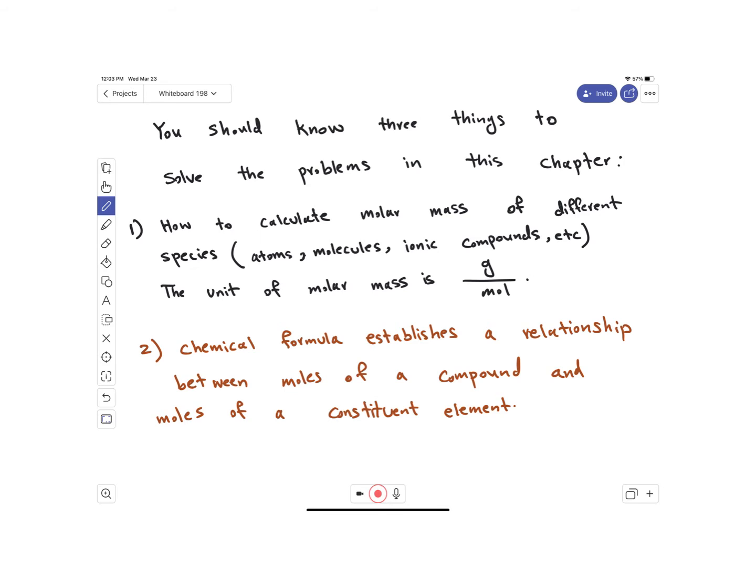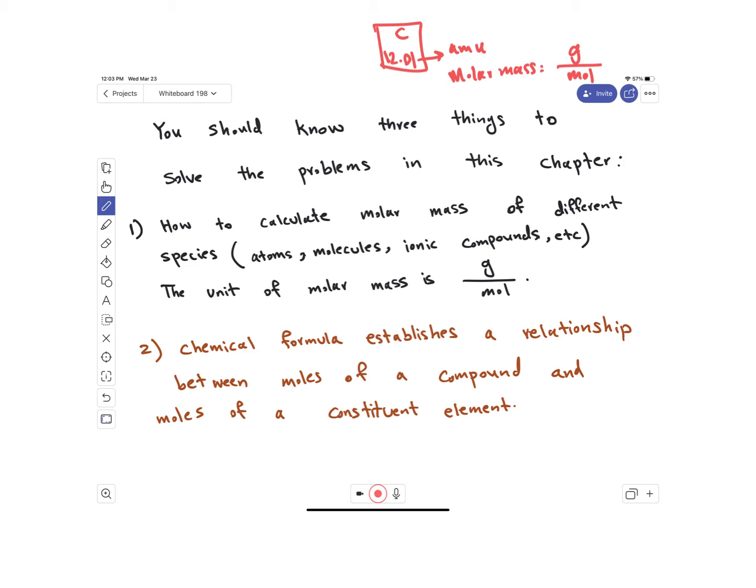And how can I find that? Anyone? On the periodic table. Exactly. We look at the periodic table and the number below each element. For instance, for carbon, this is 12.01, right? So that would be your atomic mass, which has a unit of atomic mass unit, or your molar mass, which in that case has the unit of gram per moles.